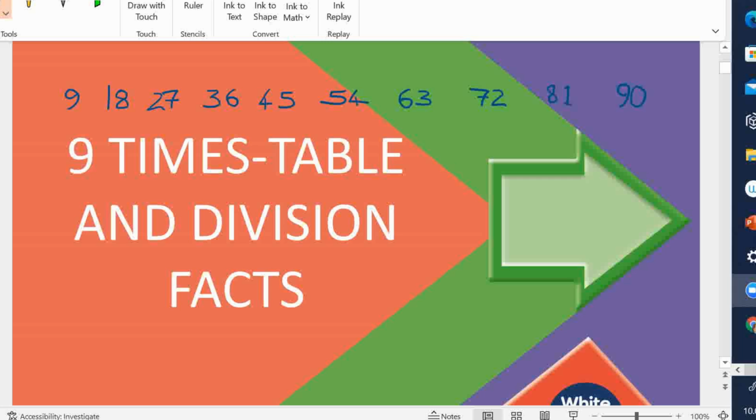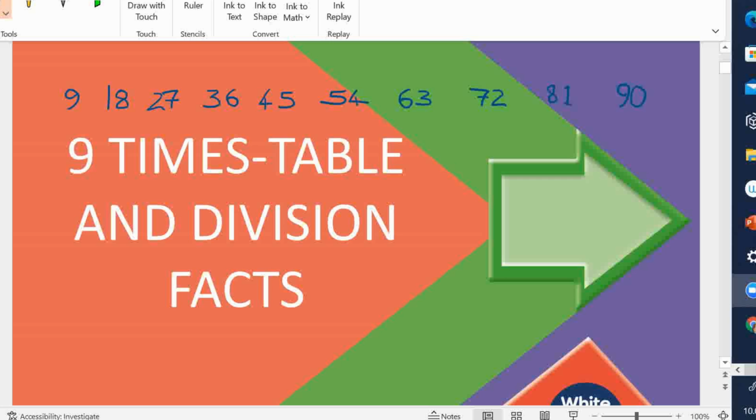Okay, so we have 1 times 9 is 9. Okay, maybe I should do it like this. Yeah, like that. 1 times 9 is 9. I've got 9 fingers there. 2 times 9, I've got 1 finger here and 8 fingers here, which makes 18. 3 times 9 is 27. I've got 2 fingers here and 7 fingers here. 4 times 9, I've got 3 tens and 6 ones. Okay, and then 5 times 9, I've got 4 tens and 5 ones, 45.